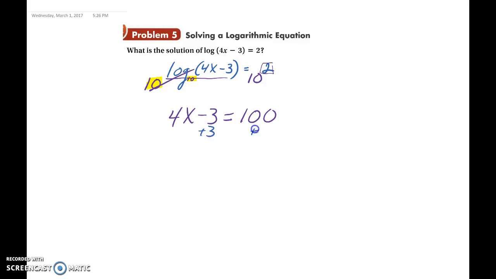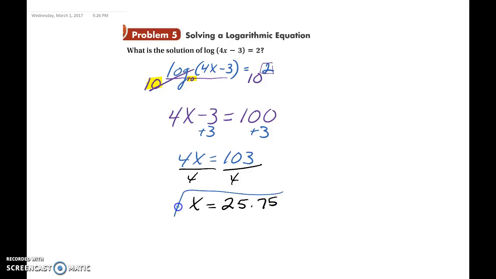We add 3 to both sides, so we get 4x is equal to 103. And then we divide each side by 4, and we get x is equal to 25.75. Right? That is our final answer.